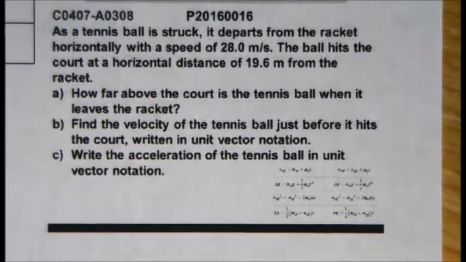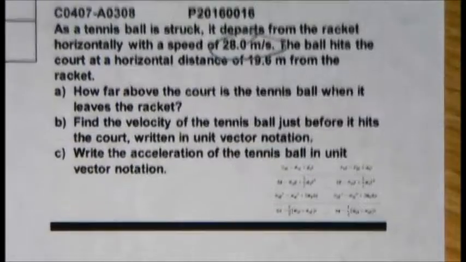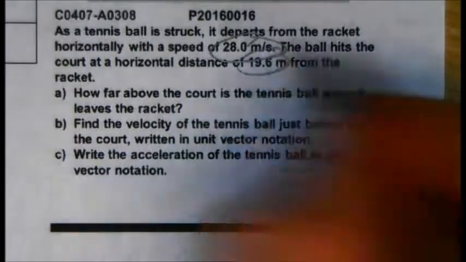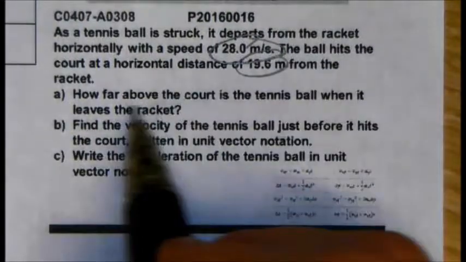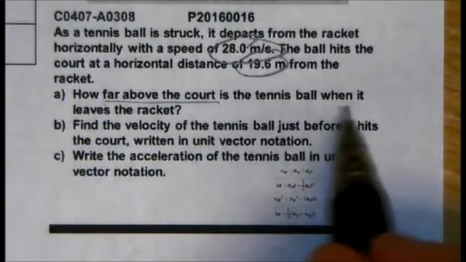A tennis ball is struck. It departs from the racket horizontally with a speed of 28 meters per second. The ball hits the court at a horizontal distance of 19.6 meters from the racket. How far above the court is the tennis ball when it leaves the racket?